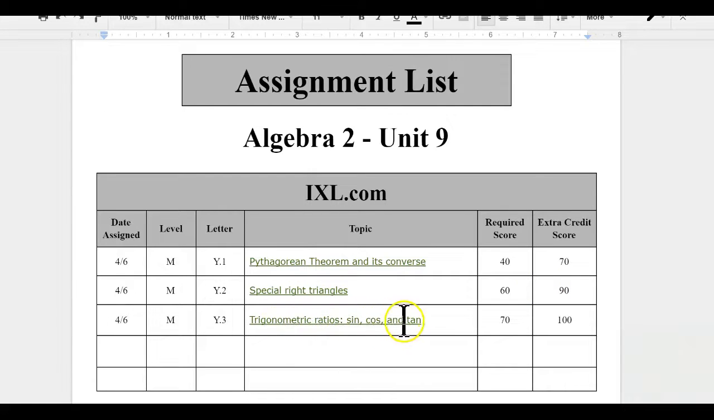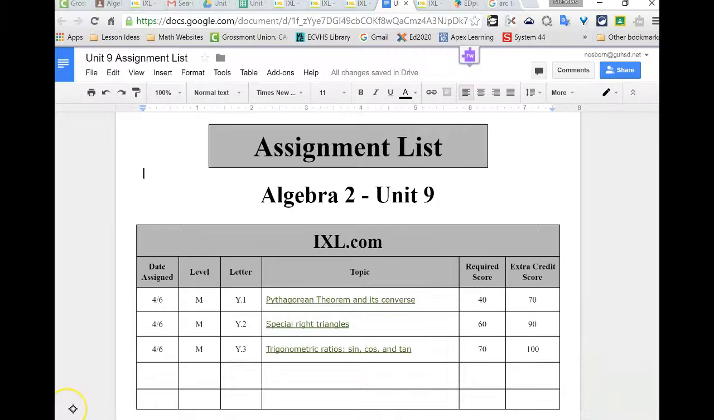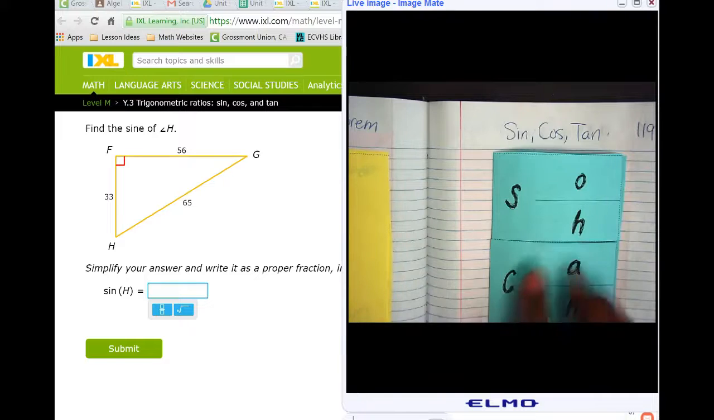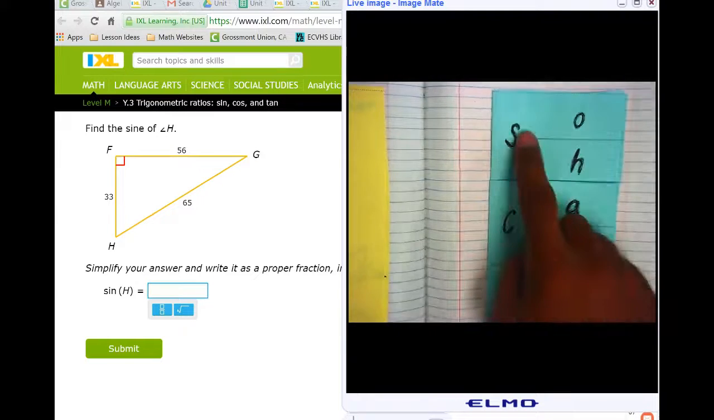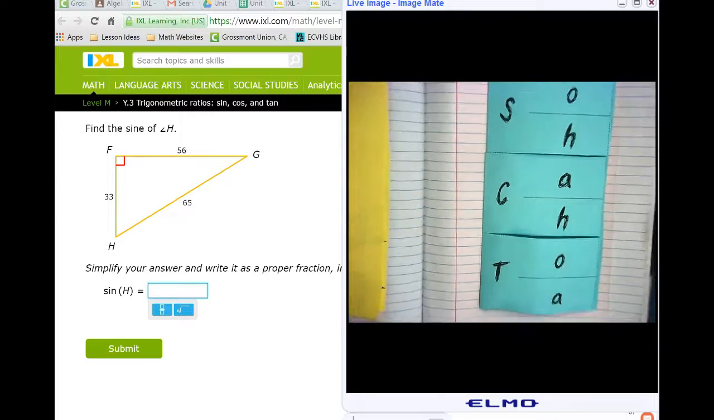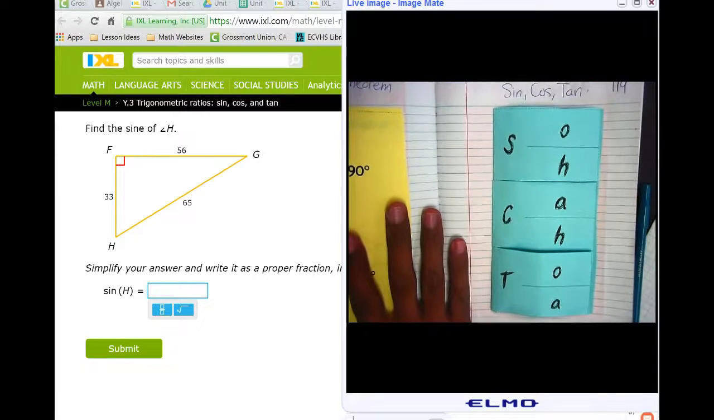The trigonometric ratios, I kind of introduced, but I'm going to explain that further and how to do it on IXL. Some of you can jump ahead, but go ahead and watch the Edpuzzle. So go ahead and click on the link here, trigonometric ratios, sine, cosine, and tangent. Remember, you can find this on Google Classroom. Click on that, and it'll take you to this page. We're going to use the notes we started in class, these notes here to the right, sine, cosine, and tangent, or SOHCAHTOA, to figure out how to solve these problems.